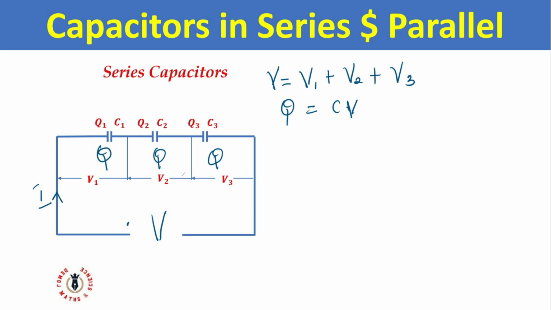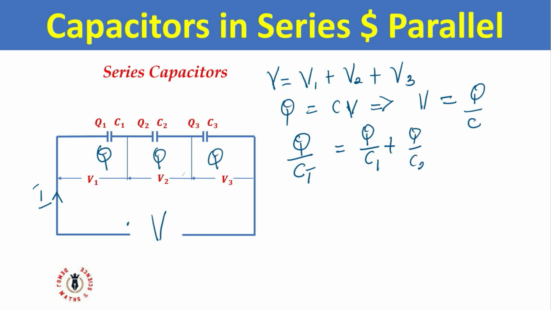Remember we said that charge Q is equal to CV. So if charge Q is equal to CV, this implies that my voltage V is the same thing as Q over C. Now, to calculate the effective capacitance across the circuit, my Q over the total capacitance will be the same thing as my Q. Remember we said equal charge will be deposited, Q over C1 plus Q over C2 plus Q over C3.